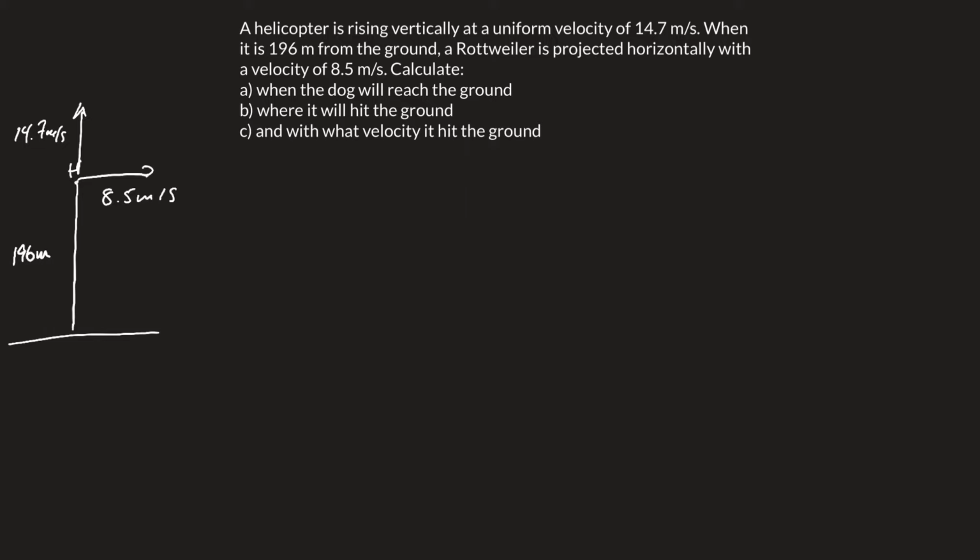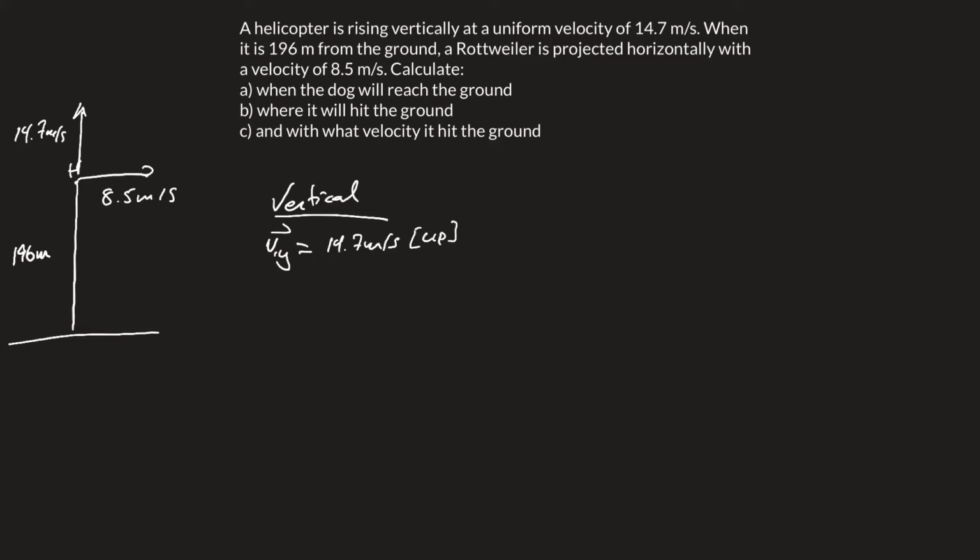So let's take a look at our vertical and horizontal components, and then we can figure out how we're going to tackle this problem. So vertically, we know that our v1y, our initial velocity in the vertical direction, is 14.7 meters per second. And we're going to say again that up is positive, down is negative, left is negative, right is positive, or forward is positive, backwards is negative.